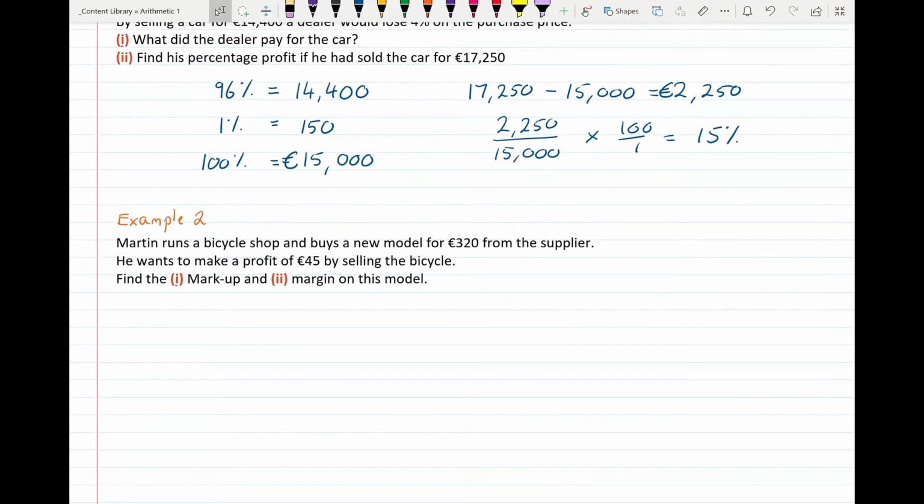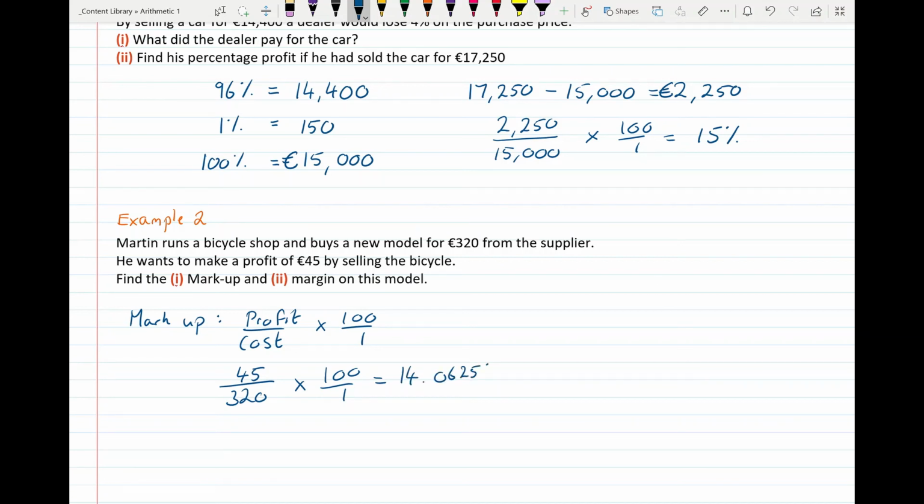Martin runs a bicycle shop and buys a new bicycle for 320 euro from the supplier. He wants to make a profit of 45 euro by selling the bicycle. Find the markup. So the markup, that business term, is basically your percentage profit. So it's your profit over your cost price times 100 over 1. The profit he wants to make is 45 euro and it cost him 320 euro to buy the bike. Multiply that by 100 over 1 and it comes out to be 14.0625%. Now in the question they might ask you for that to one decimal place or to no decimal places. So let's say they asked for the nearest percentage, it would be 14%.